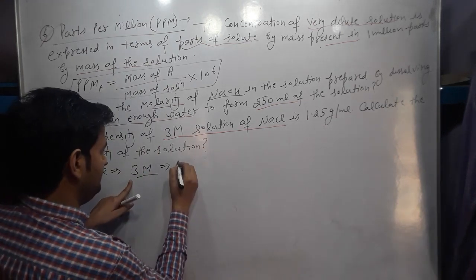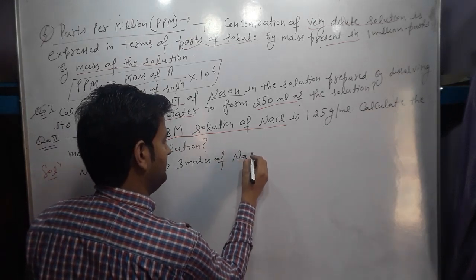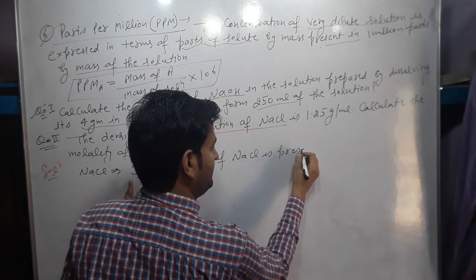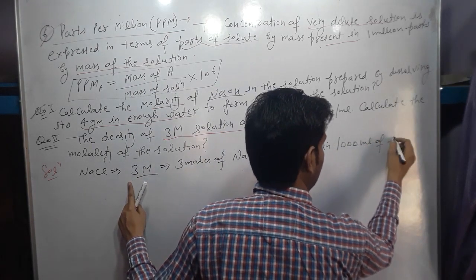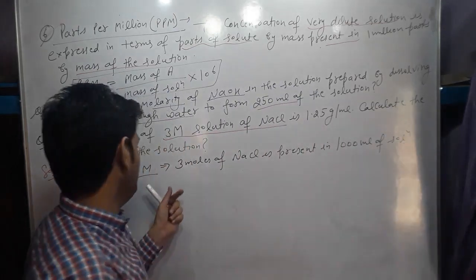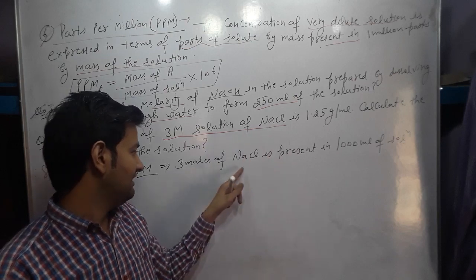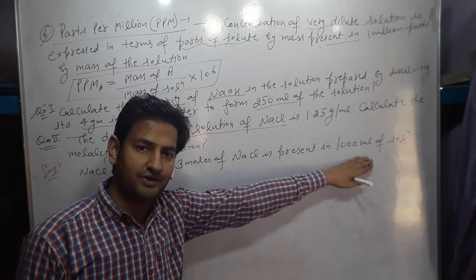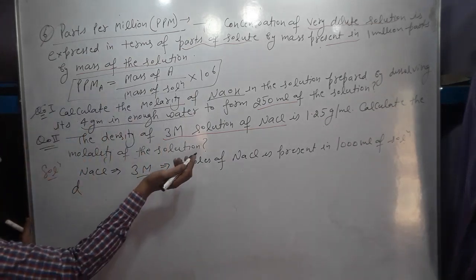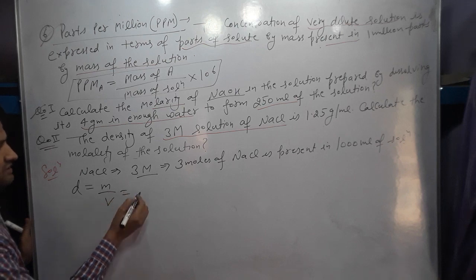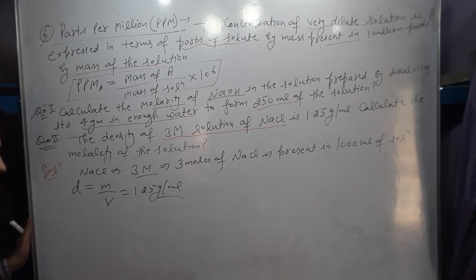So we can say that 3 moles of NaCl is present in 1000 ml of solution. This is the meaning of this term. 3 molar means 3 moles of solute NaCl is present in 1 liter of the solution, 1000 ml of solution. And the density of the solution given is mass upon volume, which is equal to 1.25 gram per ml.